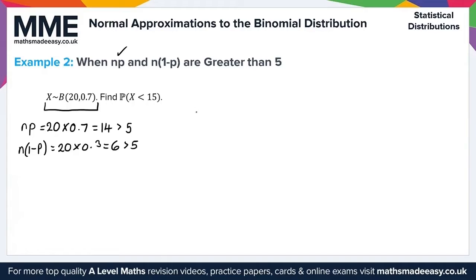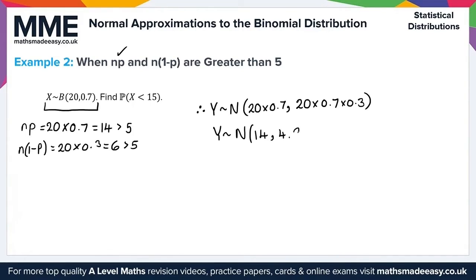So we write our distribution now as y is a normal distribution with mean 20 times 0.7, and our variance is going to be 20 times 0.7 times 1 minus p, so we times it by 0.3. Now we simplify this distribution so we can see what it is clearly. That gives us 14 and 4.2.